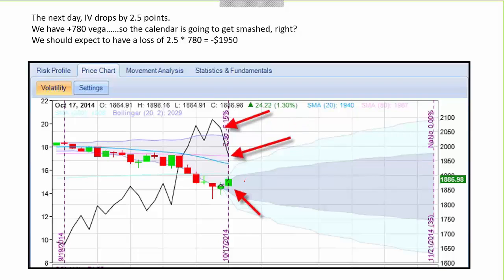All right. Prepare yourself for loss, because what we've got here, remember, we've got 780 Vega. We know IV drops by 2 points. Every software out there will tell you you are going to get smashed. You're going to lose 2 grand overnight, if that occurs. And our crystal ball tells us that will occur. Well, let's look at reality.